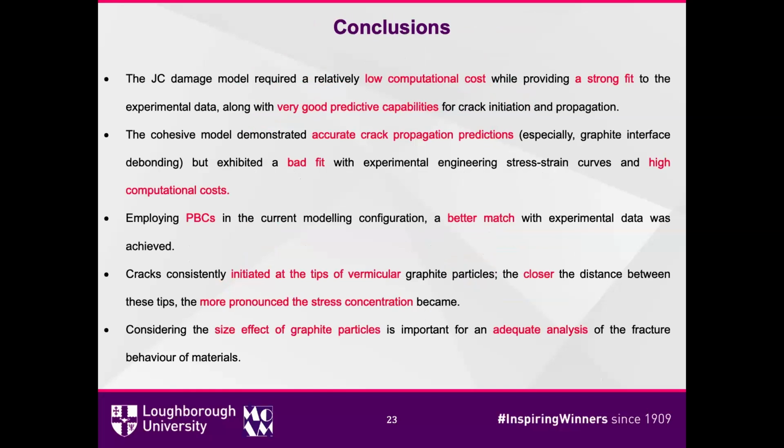Let's come to the conclusion part. First of all, the Johnson-Cook damage model requires a relatively low computational cost, however, it provides a strong fit to the experiment along with very good predictability for the crack initiation and propagation. And the cohesive model demonstrates good crack propagation prediction. However, it exhibits a bad fit with the experimental engineering stress-strain curve and a high computational cost.